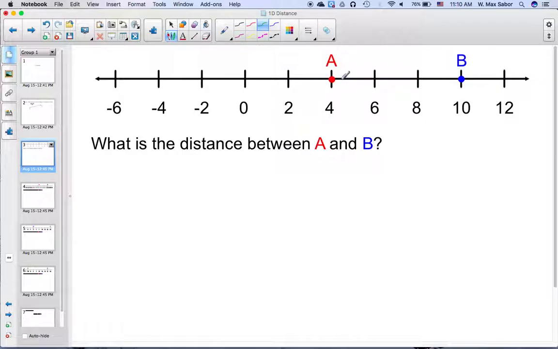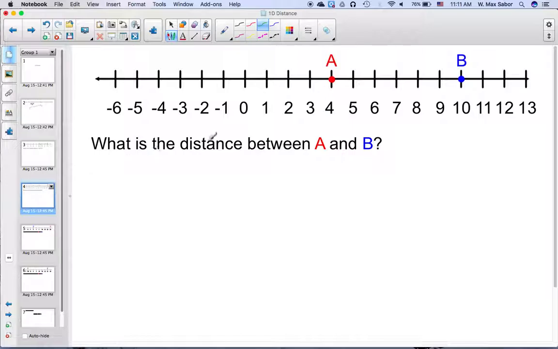Here we have a number line, and I've seen students say, oh, it's 2, because there's 2 marks between A and B. Well, that's not true. It's also not 3, which people will sometimes give me as the answer because there are 3 spaces between A and B. But the key thing to notice here is that 4 to 6 is not a distance of 1. 4 to 6 is a distance of 2.